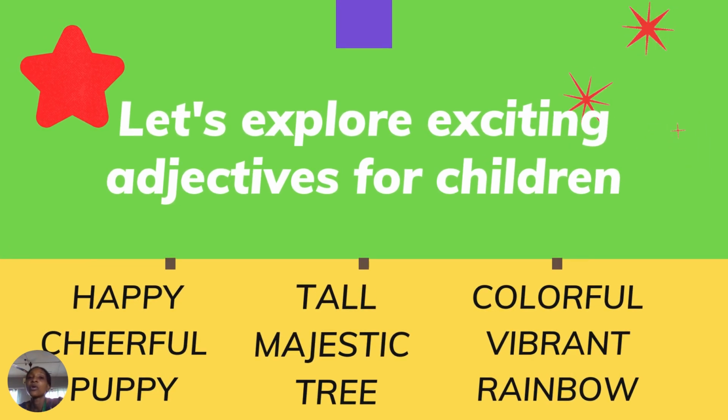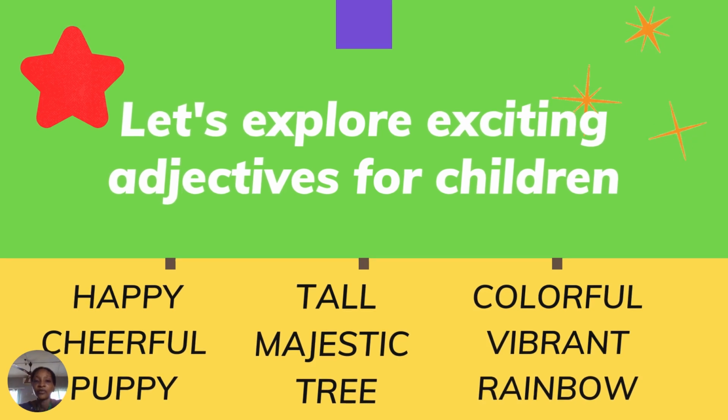Now let's explore exciting adjectives for children. Let me give you some few adjectives. You can have a happy, cheerful puppy. We are talking about the puppy, but how do we describe the puppy? The puppy is happy and cheerful. Now that is a way of describing the puppy. So that is an adjective. The happy and the cheerful, they are adjectives.